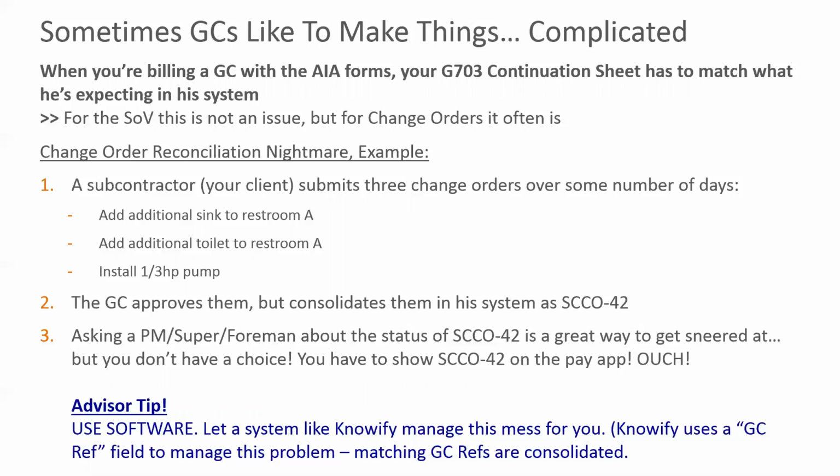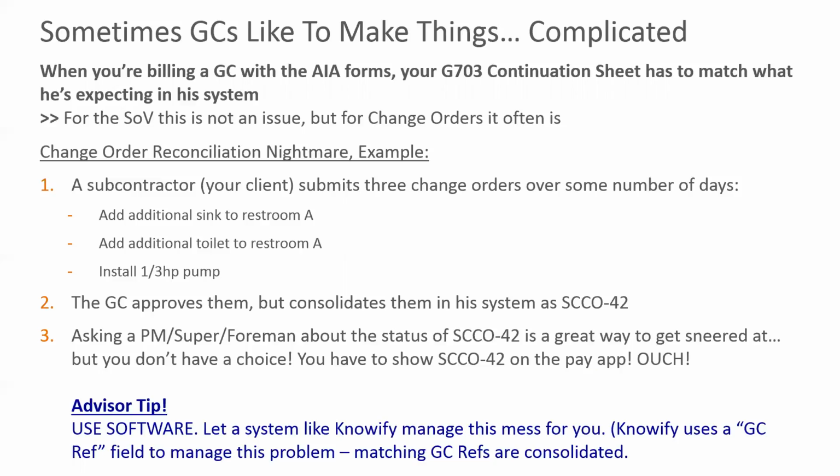So here's the thing. If you submit 3 or 4 change orders, and I have here a simple case of, let's say, add additional sink to restroom A, add additional toilet to restroom A, install third horsepower pump. Those might all be on your own change order numbering. That might be change order 21, 23, and 24. Now the GC might look at those and say, yeah, these sort of go together. We're going to put these all in our system as subcontractor change order number 42. So I have SCCO-42.